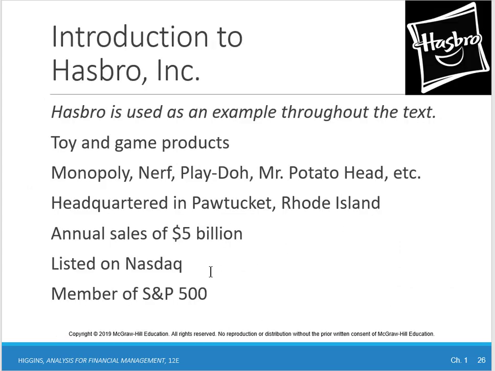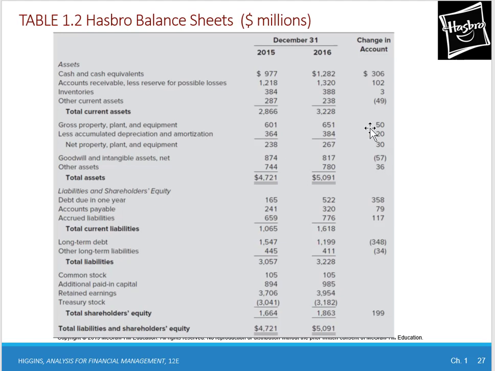So one of the companies that we'll be looking at as we go through more and more of these videos will be following the Hasbro company. So obviously they're a toy company. So some of the names I'm sure you're familiar with are Monopoly, Nerf. They're a member of the S&P 500. They're listed on the NASDAQ exchange, right? So we'll be looking at their financial statements.